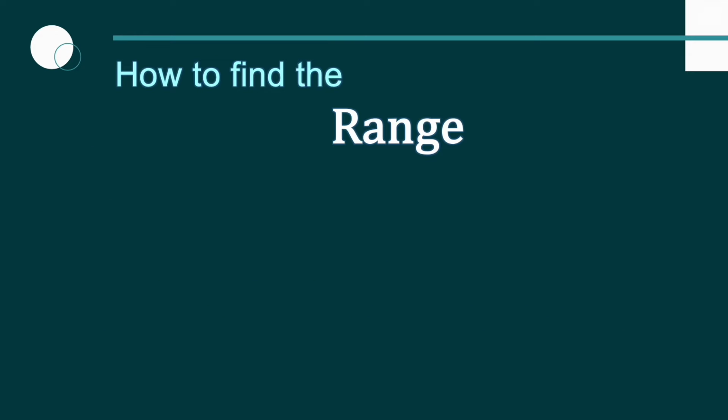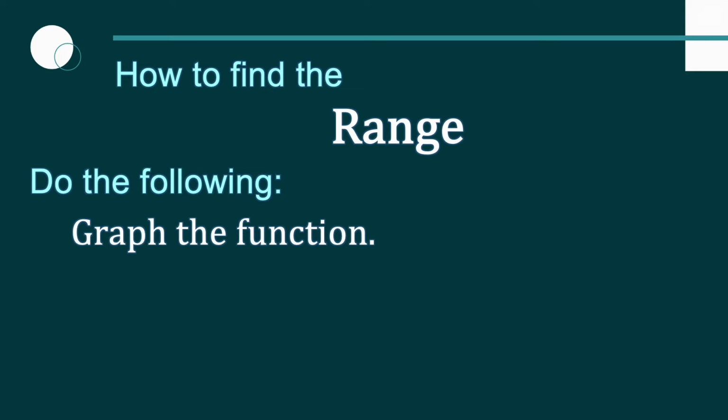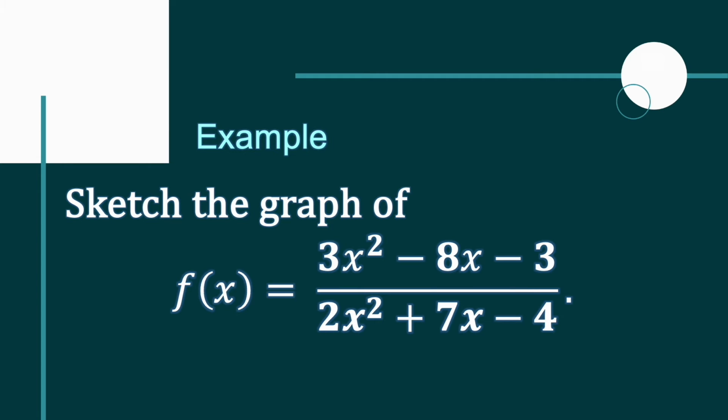Finally, we have the range. In order to find the range, we have to graph the function. Now, let us consider an example. To sketch the graph of f of x equals 3x squared minus 8x minus 3 over the quantity 2x squared plus 7x minus 4.